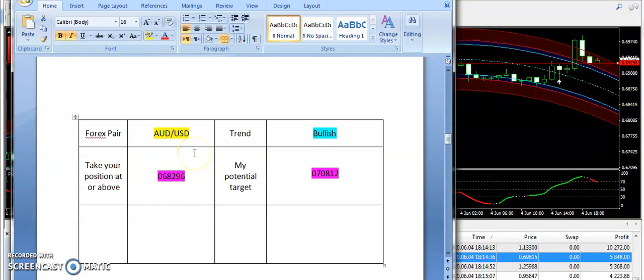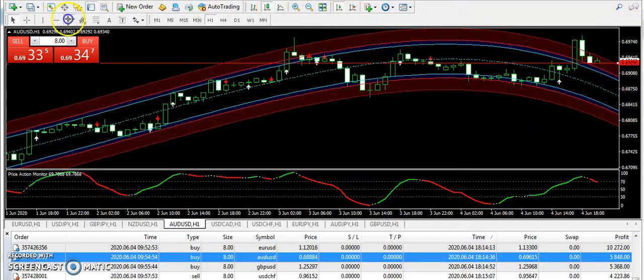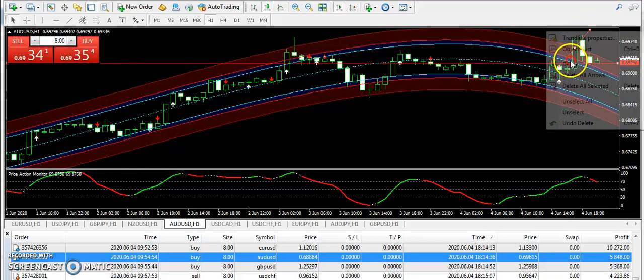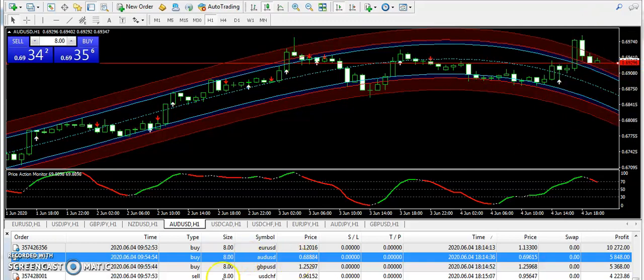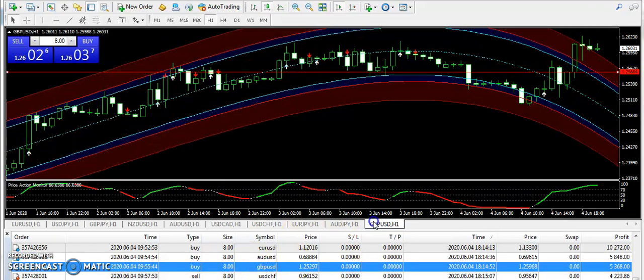A bullish trend was applied to the subscribers in the morning from 068296 and 070812 was the target price. However, the target price is not met, guys, and overall the price has went up, and right now it's back on the same thing, but overall the pattern has changed. So guys, if you have done scalping on AUDUSD, then it could be a profitable trade at your end. Okay guys, what next is Great Britain Pound USD.